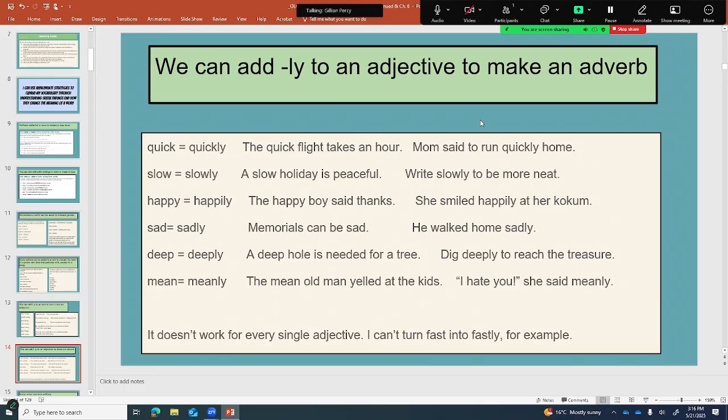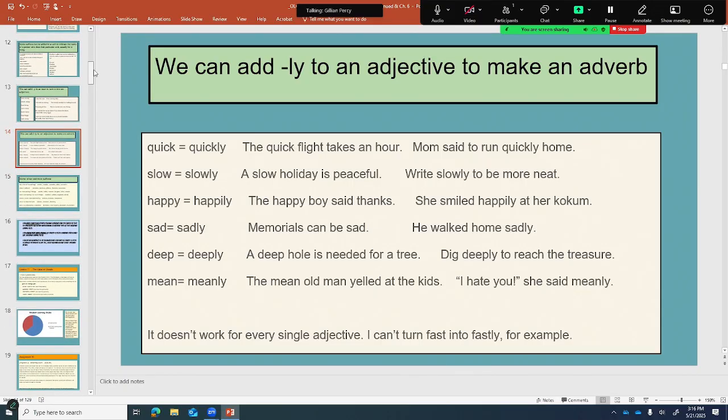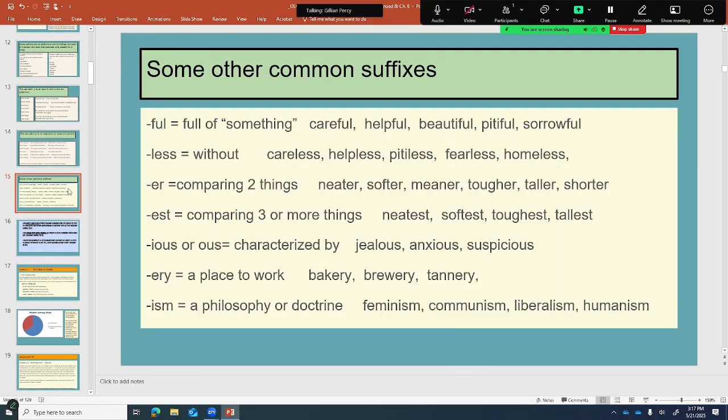A deep hole is needed for a tree. Dig deeply to reach the treasure. The mean old man yelled at the kids. I hate you, she said meanly. So you see how there's that difference between when it's being used as an adjective to describe a thing or being used as an adverb to describe an action.